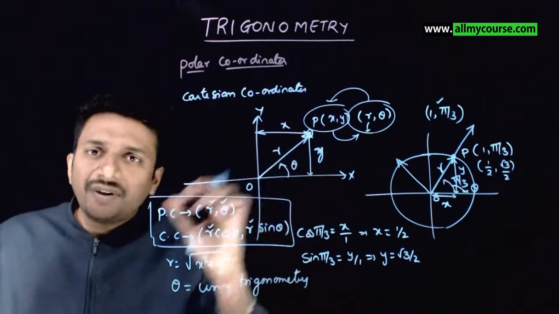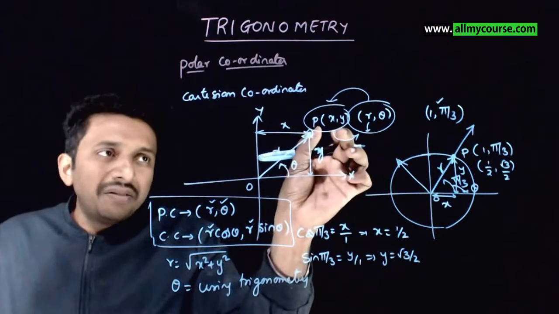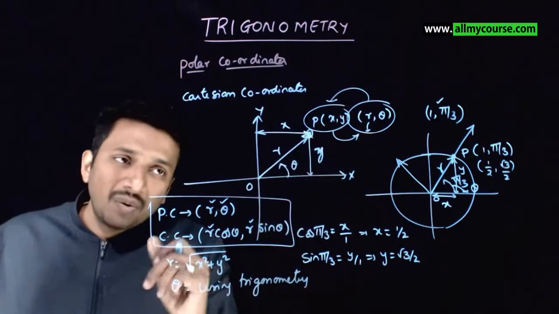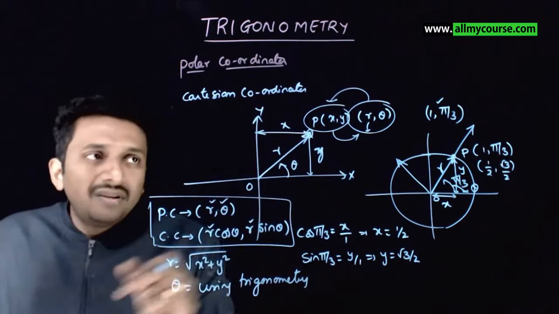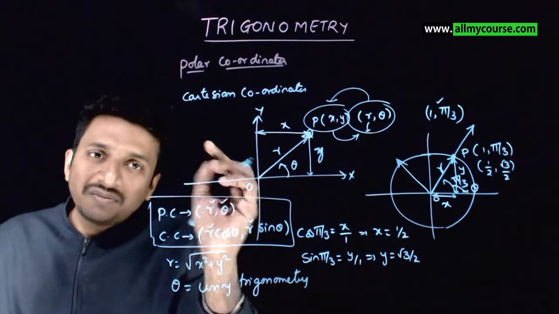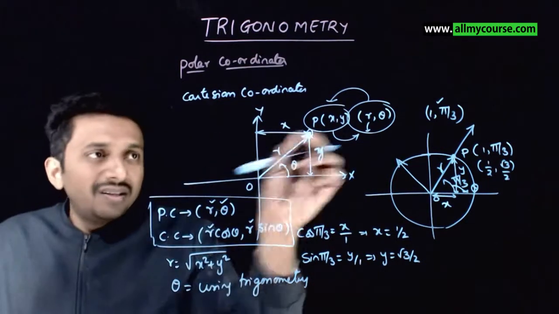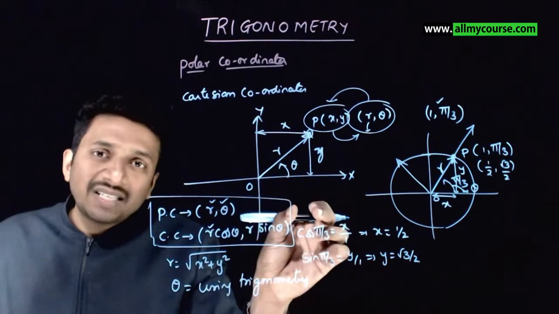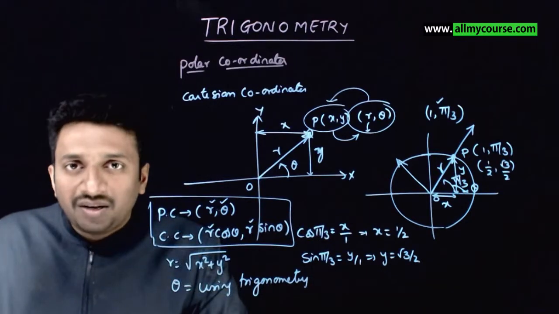Theta can be found out using trigonometry. Depending on the sign of x and y, if x and y lie in the first quadrant, theta will be acute. If x comma y lies in the second quadrant, that is x is negative and y is positive, theta will be in the second quadrant. If x and y both are negative, theta is in the third quadrant. If x is positive and y is negative, theta is in the fourth quadrant.